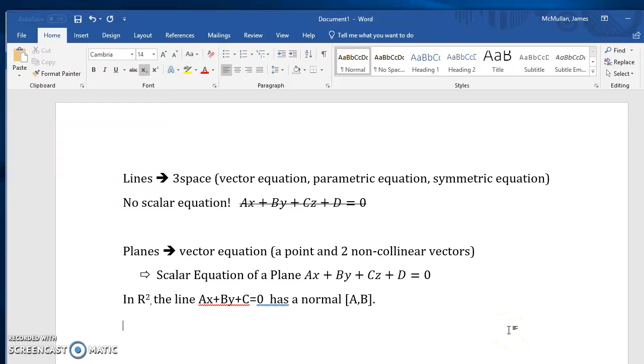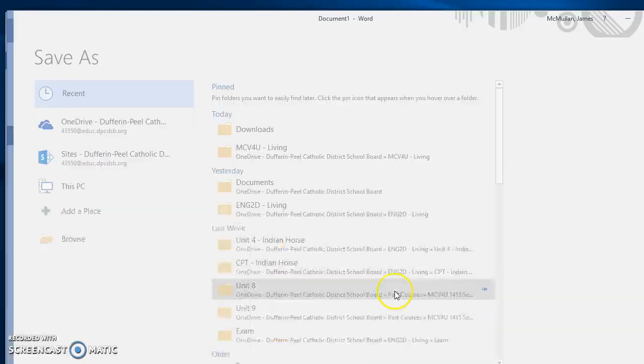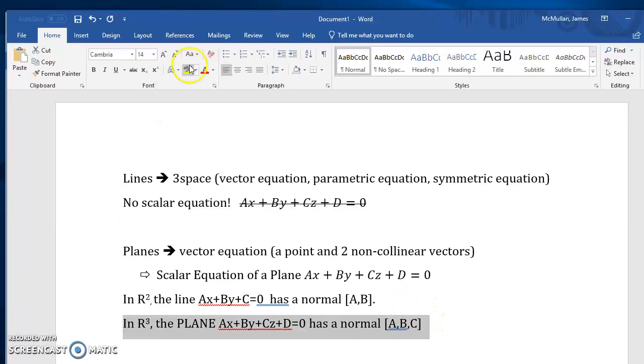Now the part that's going to be how this applies to a plane, right, in R3, the plane ax plus by plus cz plus d equals 0 also has a normal (a, b, c). This is a really, really, really important idea.